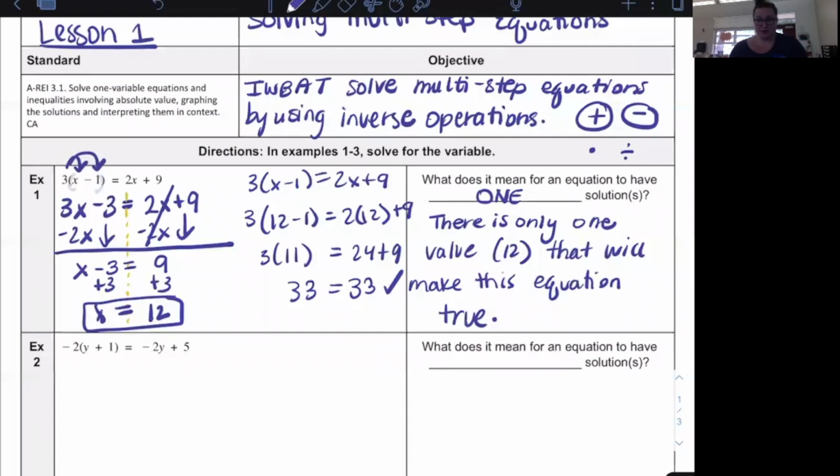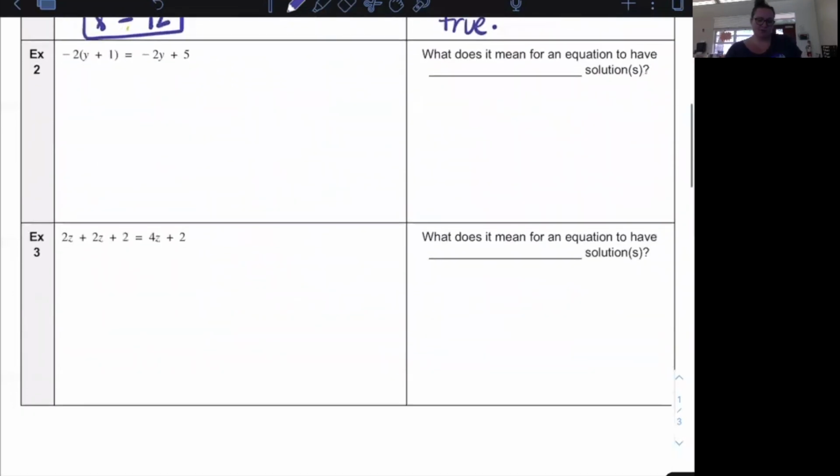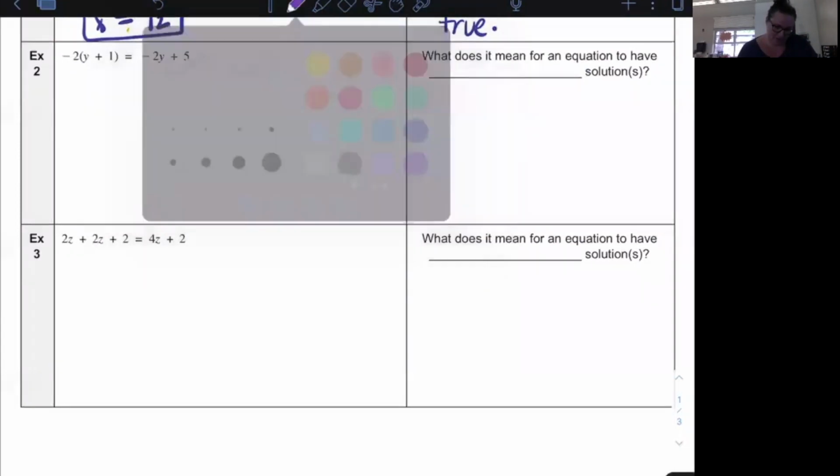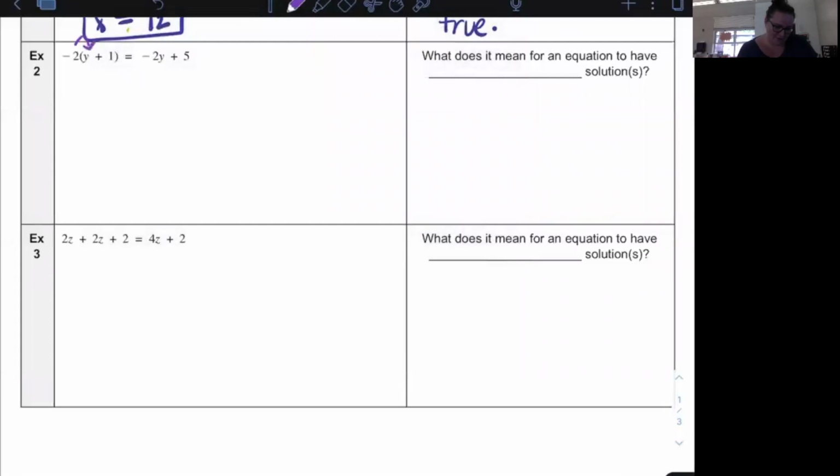All right, let's go ahead and move on to example 2. So for example 2, we have another equation with distribution. So we're going to take this negative 2 and distribute it. Negative 2 times y is negative 2y. Negative 2 times 1 is negative 2. Negative 2y plus 5.